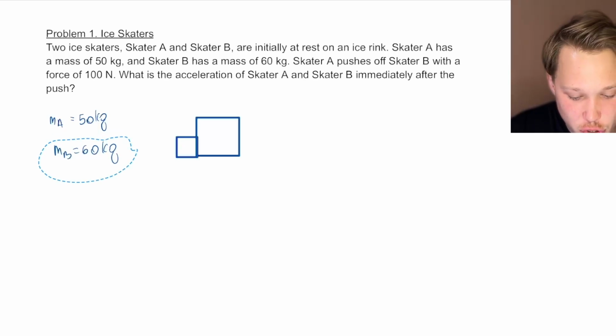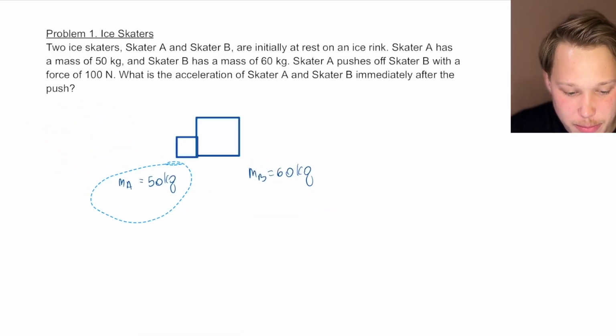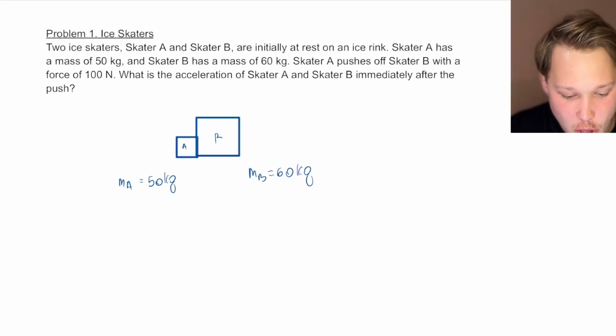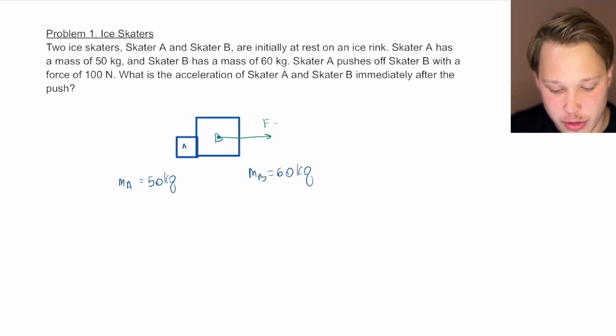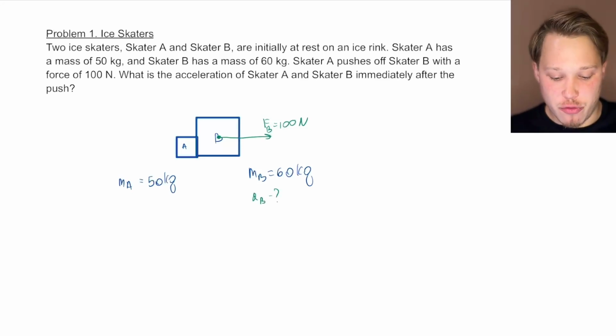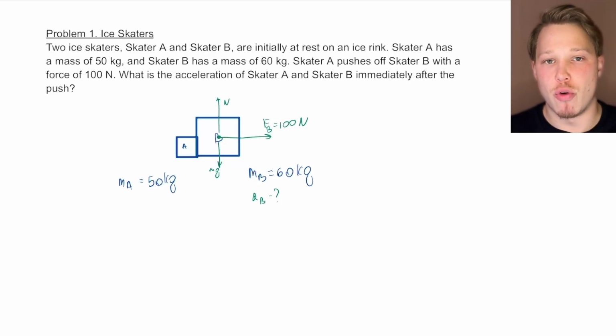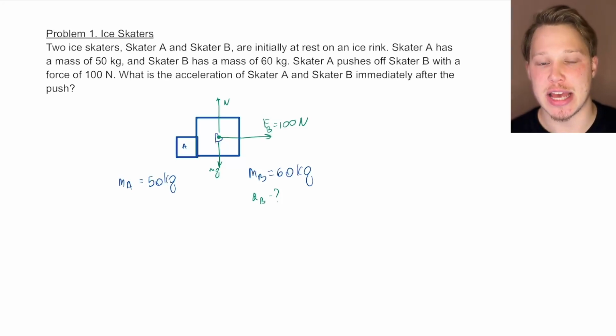Great. So skater A pushes off skater B with a force of 100 newtons. So the force on B is 100 newtons over here. And the question is, what is the acceleration of B? Now that we have a free body diagram, of course there is the normal force and gravity, but they are not going to play a role in accelerating skater B.